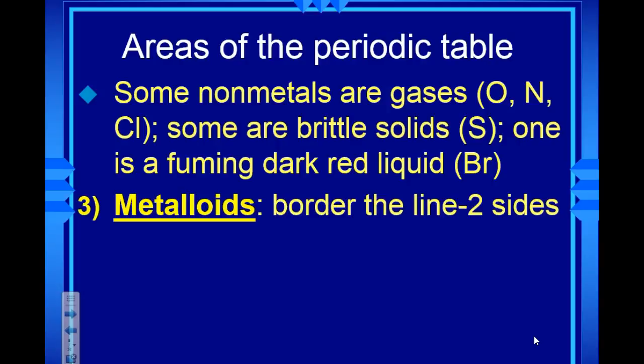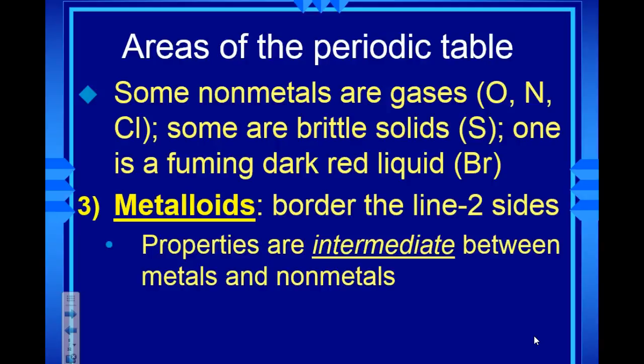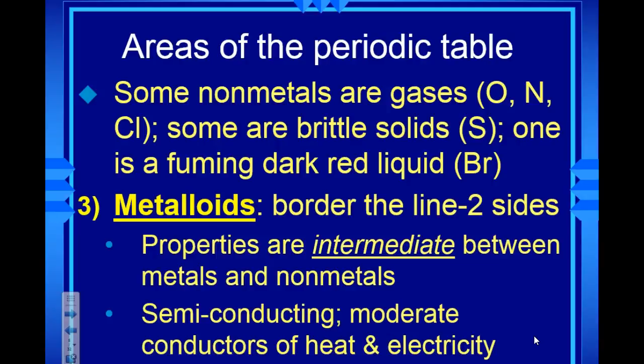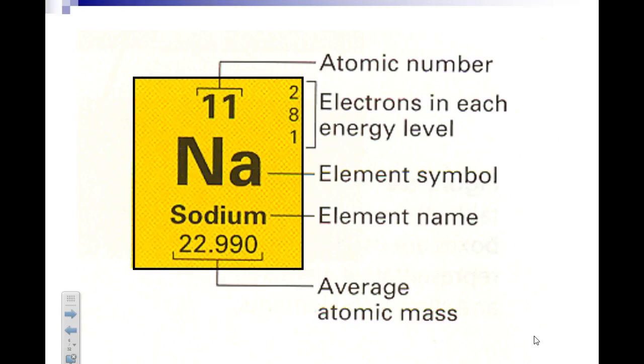The metalloids, as I mentioned before, are on either side of the staircase. They have intermediate properties, and they're either semiconductors or moderate conductors of heat and electricity, depending on the situation. Each periodic table varies. What information do we have on our periodic tables that is not shown in this information square?